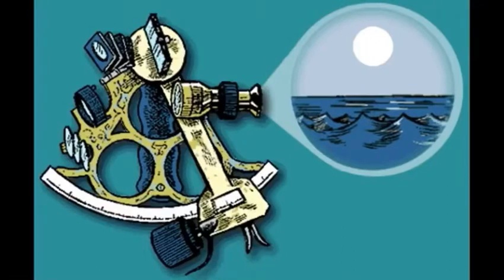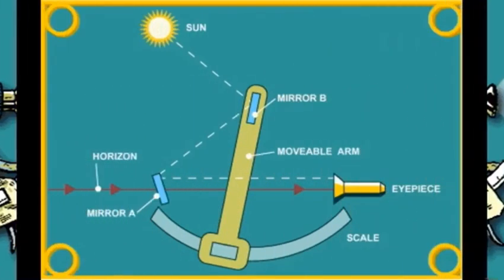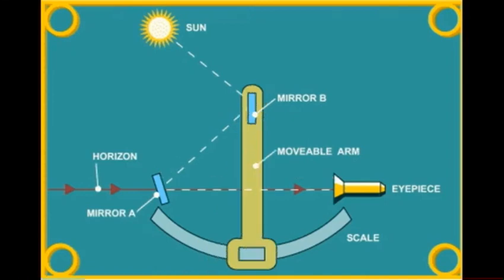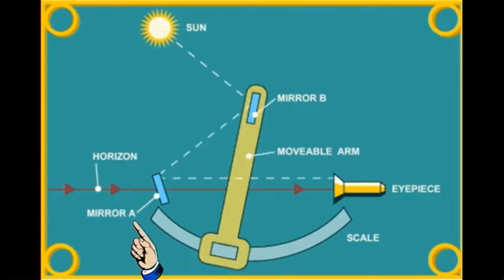Nothing mystical or complicated about a sextant. All it is, is a device that measures the angle between two objects. The sextant makes use of two mirrors. With this sextant, one of the mirrors, mirror A in the diagram, is half silvered, which allows some light to pass through. In navigating, you look at the horizon through this mirror.